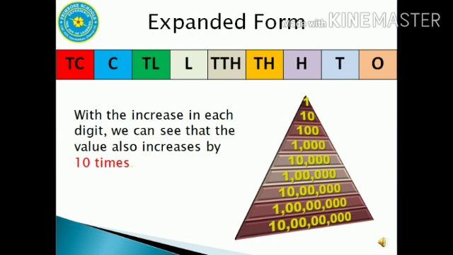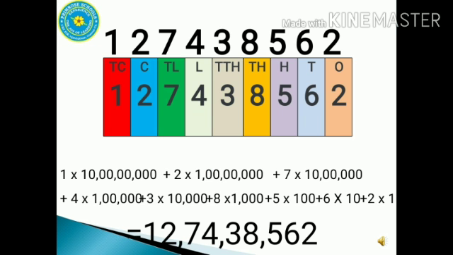1-digit numbers are called ones, 2-digit numbers are called tens, 3-digit numbers are called hundreds, 4-digit numbers are called thousands, and so on. Now, to understand this better, we shall consider this pyramid. With the increase in each digit, we can see that the value also increases by 10 times. Now let's consider the following number. This number is in standard form.